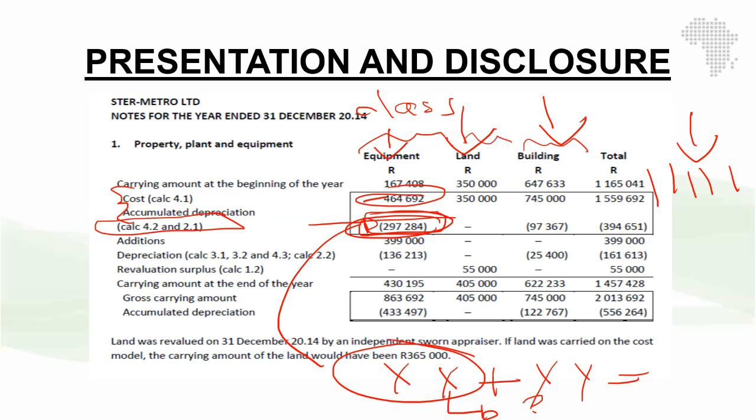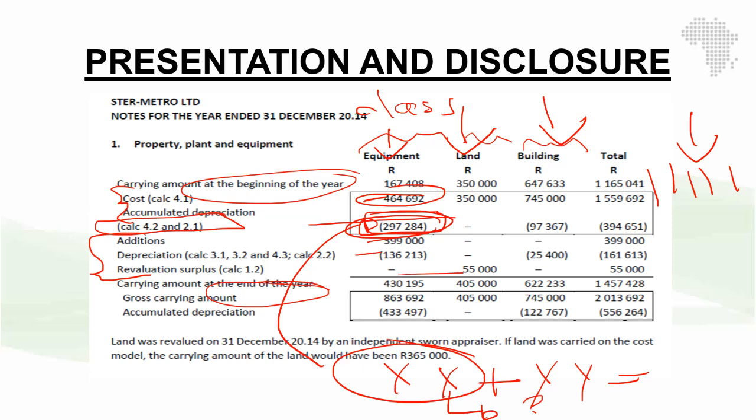So if you were asked for a PPE note, please make sure that the layout is correct. What is the layout? Like I said, you split between your cost and accumulated depreciation for the carrying amount at the beginning of the year. Then this is all that happens during the year. These are your reconciling items between the carrying amount at the beginning of the year and the carrying amount at the end of the year. So what actually happened during the year? Oh, there were additions, there were depreciations. Oh, I had a revaluation on land.